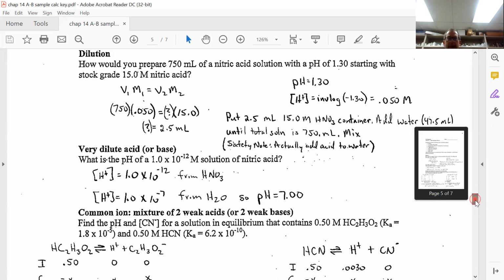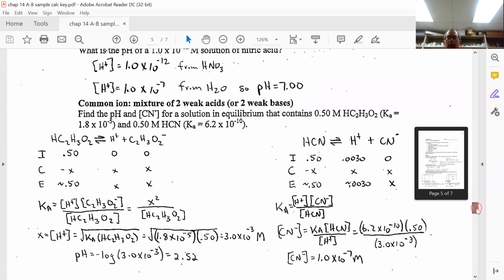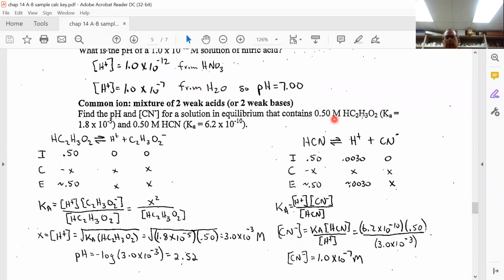Last question: what if I combine two weak acids? I look at the Kas. It depends on the concentrations and the Kas, but these concentrations are the same. This Ka is 10 to the negative 5th, clearly larger than the 10 to the negative 10th. Because of that large order of magnitude difference, all the H plus is going to come from the stronger weak acid. Unless the Kas are really, really close, the stronger weak acid is going to contribute all the H plus. So how do we do a problem like that?